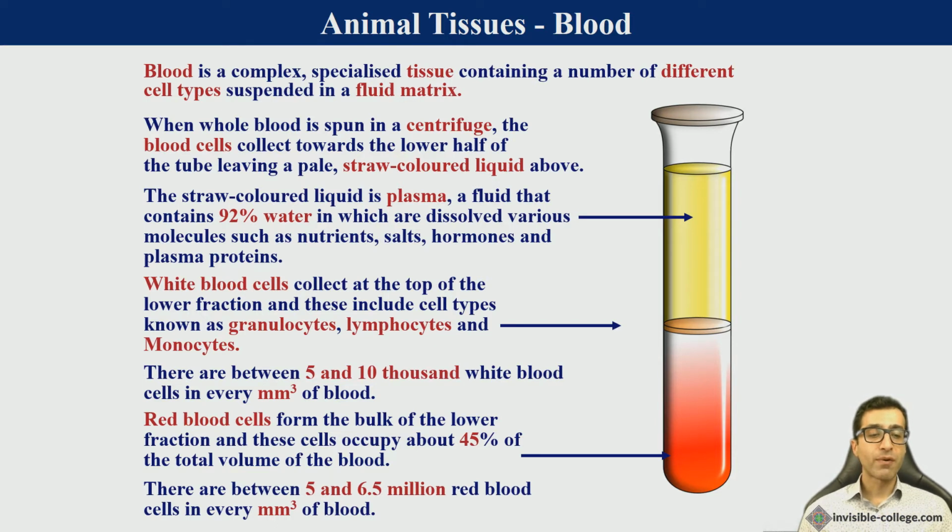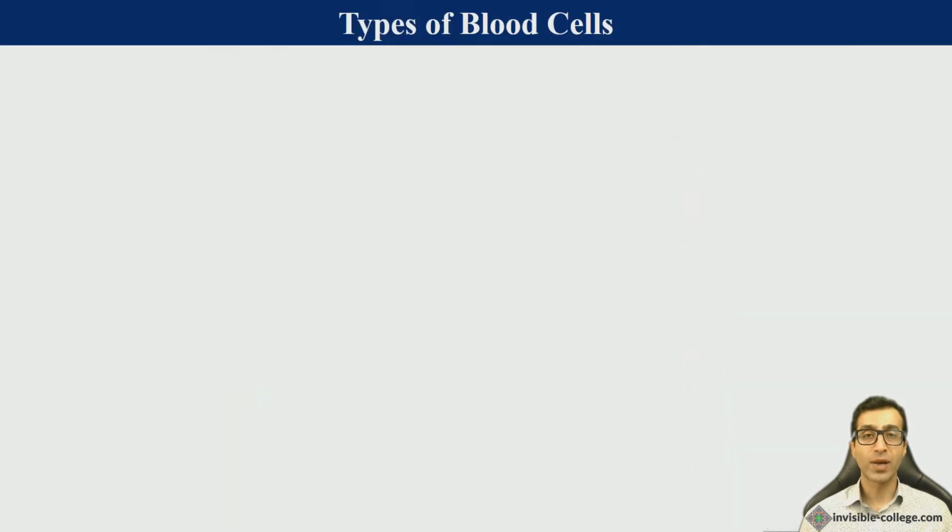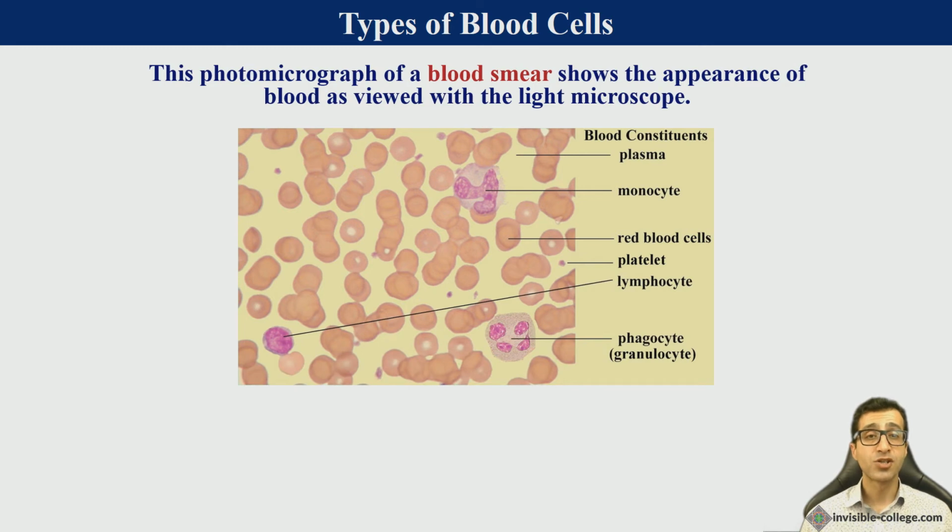Now, we go into the various types of blood cells in a lot more depth in that video on immunology, so if you do want more detail on that, I'd thoroughly recommend watching that video. However, let's just have a quick look at the different kinds of blood cells here. This photomicrograph of a blood smear shows the appearance of blood when it's viewed under an optical microscope, and you can see here some of the different kinds of white blood cells, and you can see that they have different sizes and also different nuclear morphologies. Their nuclei are of different shapes and also sizes.